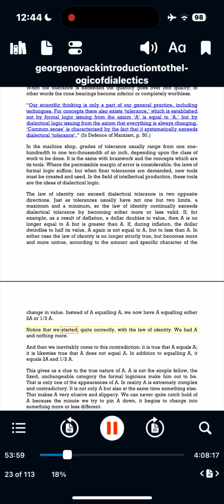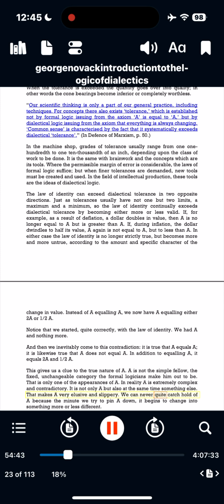Notice that we started, quite correctly, with the law of identity. We had A and nothing more. And then we inevitably come to this contradiction: it is true that A equals A. It is likewise true that A does not equal A. In addition to equaling A, it equals 2A and 1/2 A. This gives us a clue to the true nature of A. A is not the simple fellow, the fixed, unchangeable category the formal logicians make him out to be. That is only one of the appearances of A. In reality A is extremely complex and contradictory. It is not only A but also at the same time something else. That makes A very elusive and slippery.